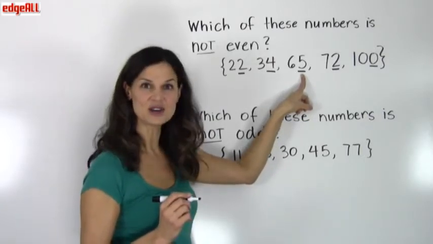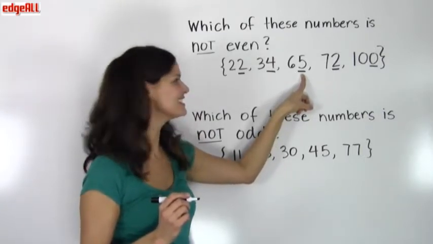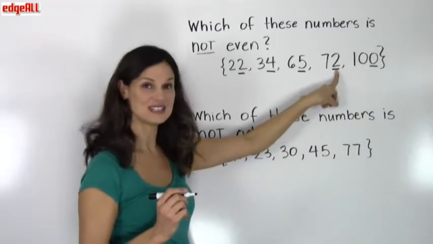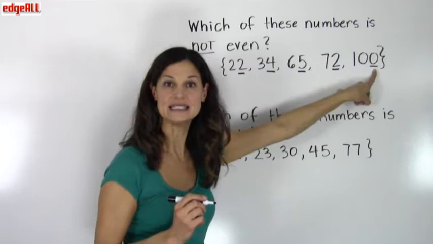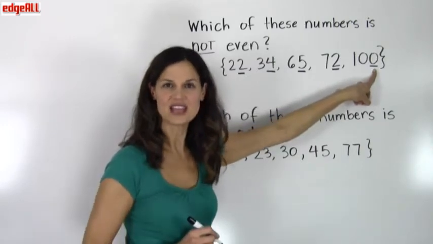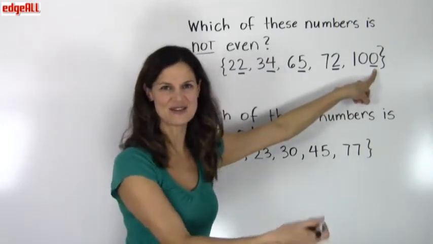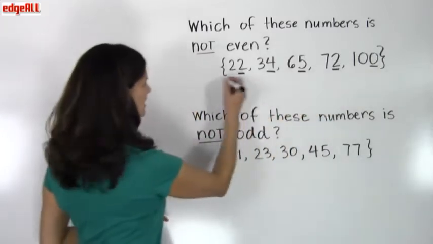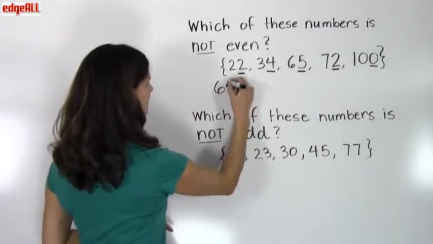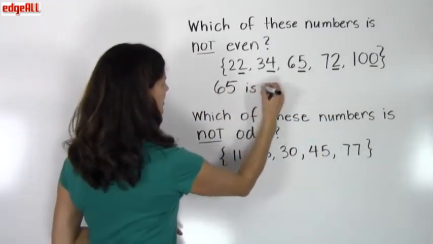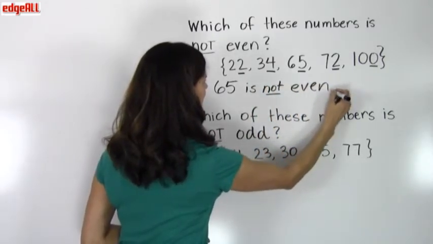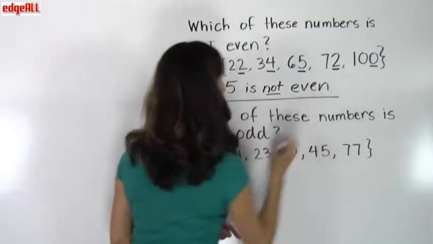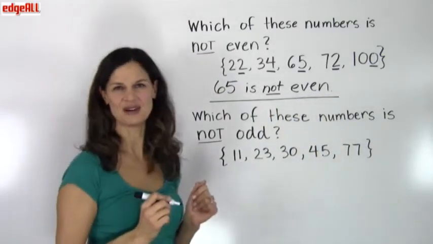Let's just check and make sure our last two are indeed evens. 72, yes. And then 100, our last digit is a 0. And so that fits with our evens of 2, 4, 6, 8, or 0. So the only one here that is not even is 65. So that's the solution to our first question.